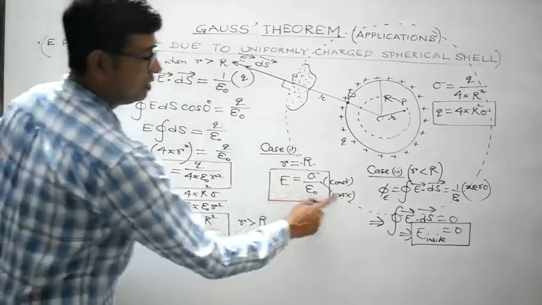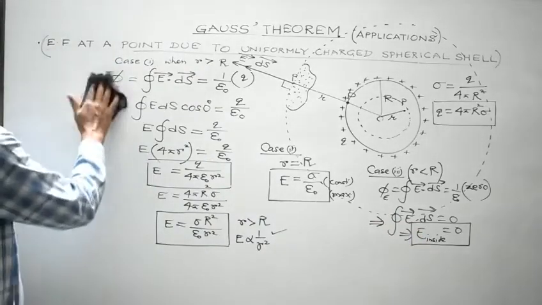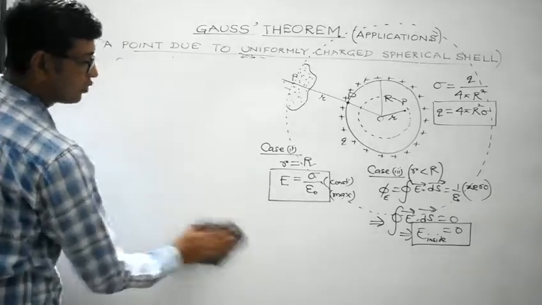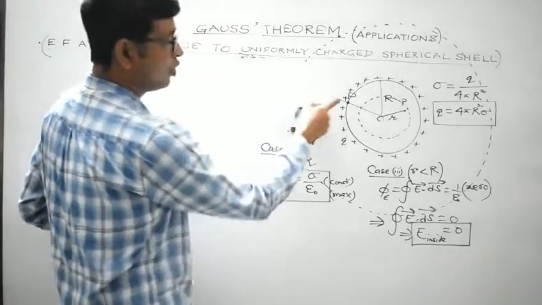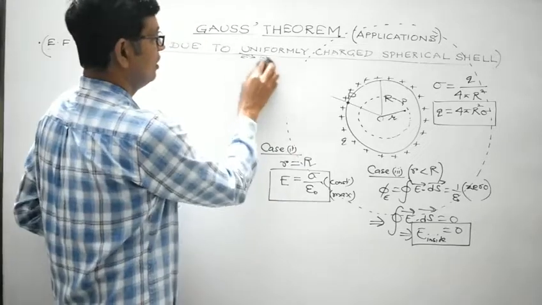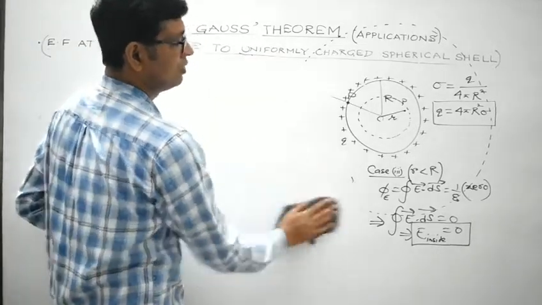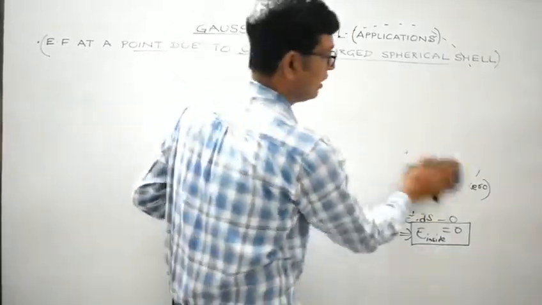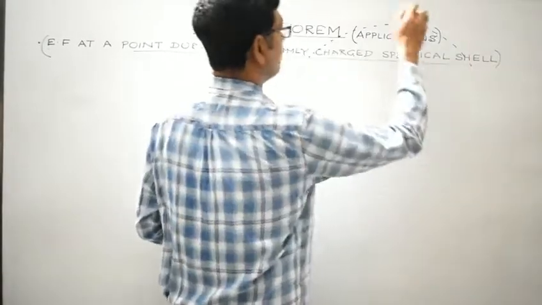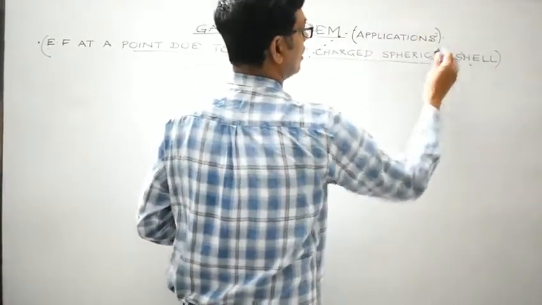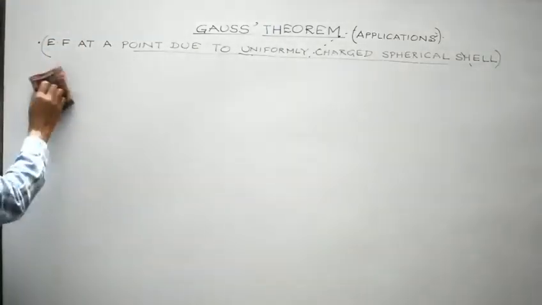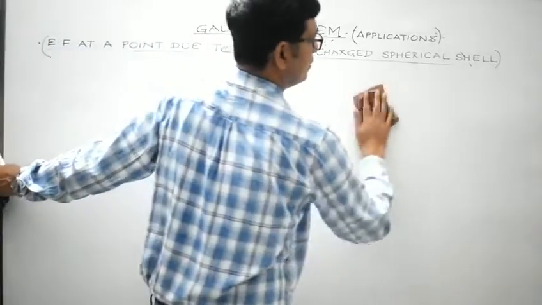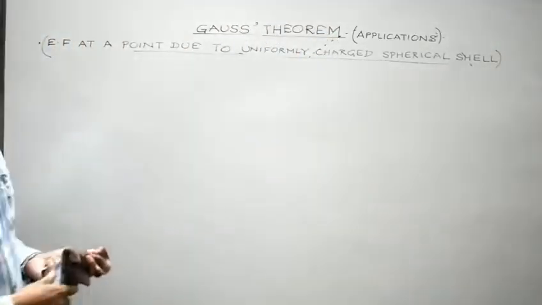So you need to remember these 3 points, right? Electric field at a point outside the uniformly charged spherical shell obeys the inverse square law. Electric field at a point on the surface of the uniformly charged spherical shell is constant and of maximum value. And at a point inside the uniformly charged spherical shell, the electric field is 0. So, keeping all these points in mind, we can plot a graph showing the variation of electric field with distance r. Now look, we'll draw that graph.